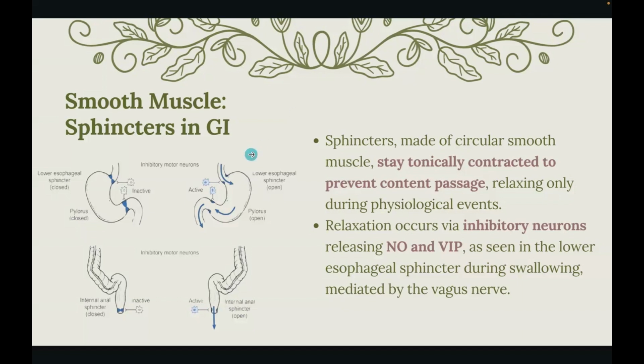Another example would be the upper esophageal sphincter. There's also the pyloric sphincter here. Right, this one connects the very end of the stomach with the very beginning of the intestine. So this one that we're actually going to touch upon later is tonically contracted unless we want to pass food to the next compartment.